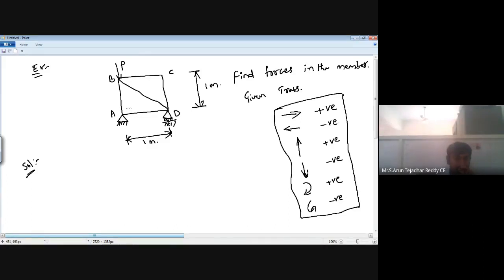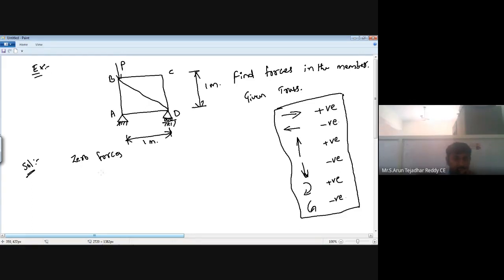So in this given truss, first of all, you need to find the zero forces. First, you need to check this diagram. In this diagram, is any force getting zero value? Can anyone tell me the answer? Is there any zero force member?